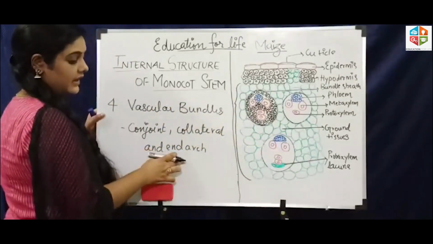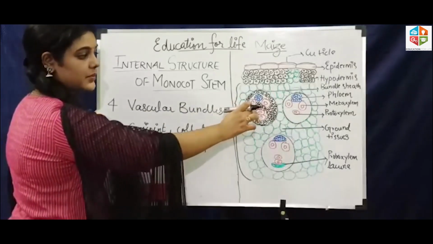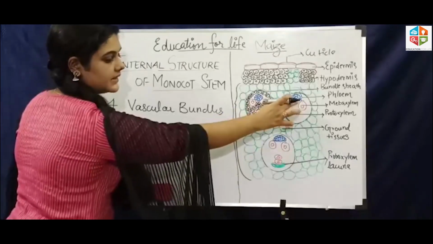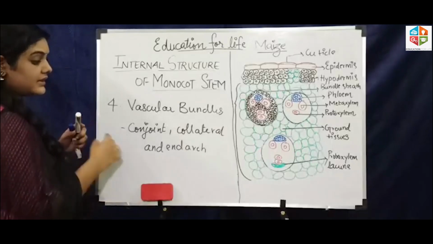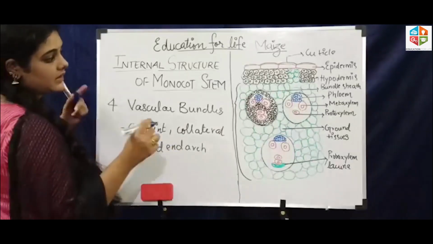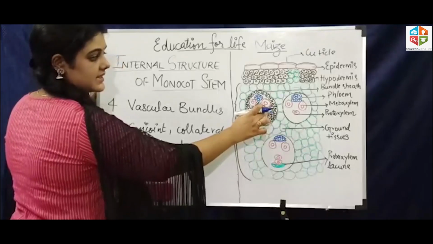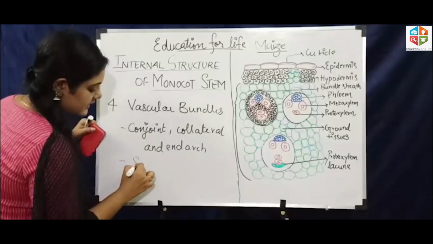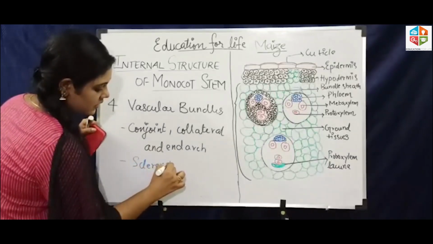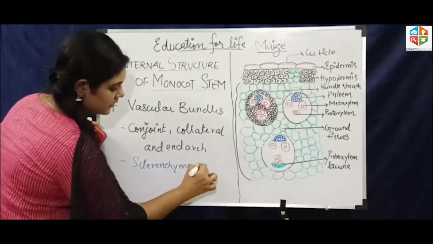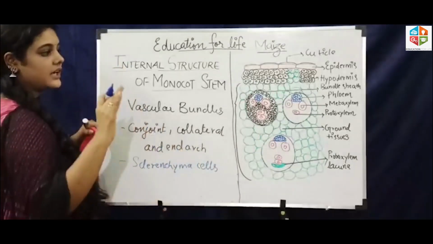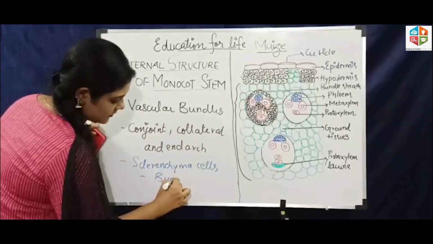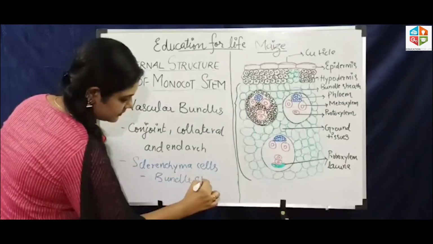Endarch means you can find the protoxylem in the center, and in the periphery you will see the metaxylem. The black colored cells are the sclerenchyma cells. The sclerenchyma cells form a sheath around the vascular bundle, which is called the bundle sheath.